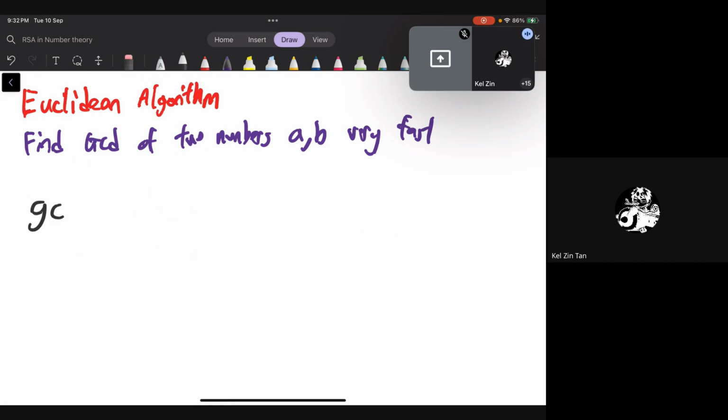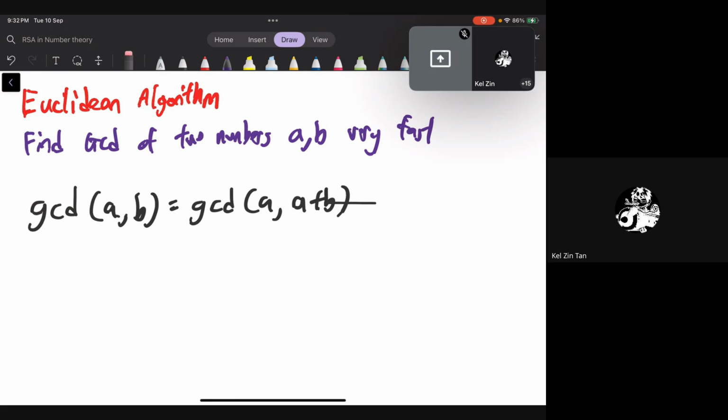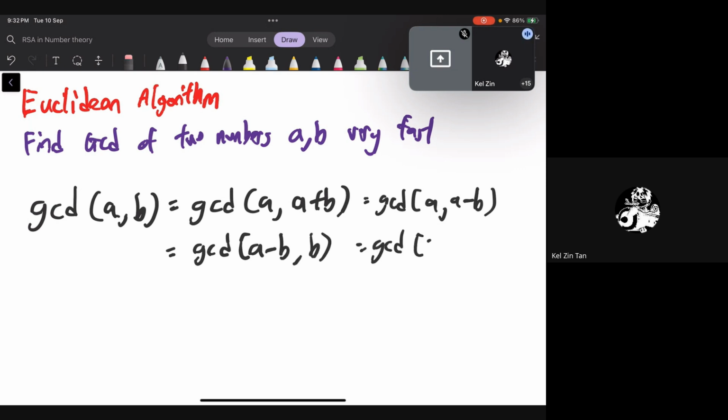First thing you need to prove is that given two numbers A and B, GCD of A and B is equal to GCD of A and A plus B. It's also equal to GCD of A and A minus B. It's also equal to GCD of A minus B and B. It's also equal to GCD of A minus 3B and B. Basically, you take two numbers, you add them or take the difference between them, and the GCD always stays the same.